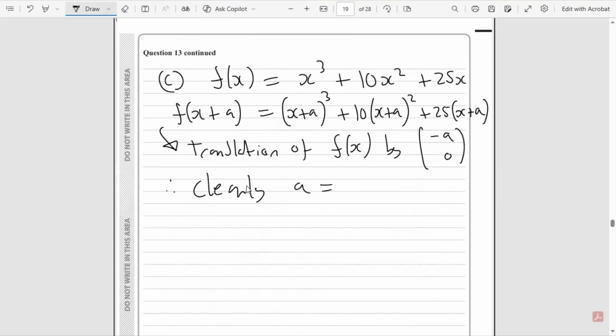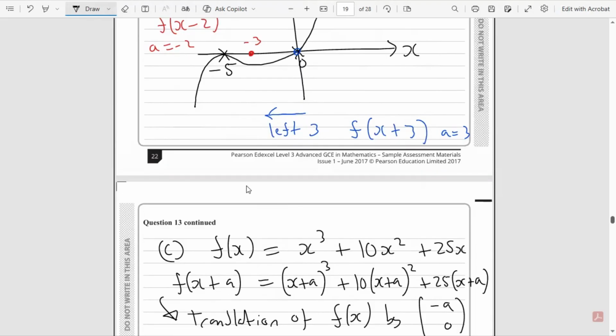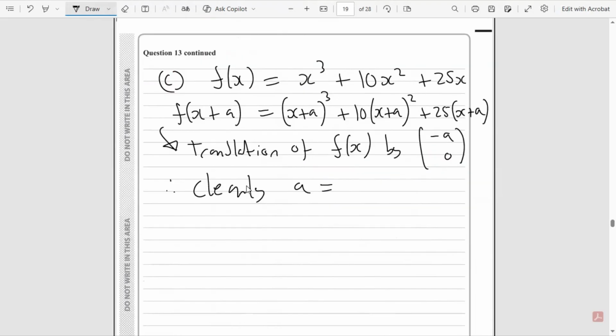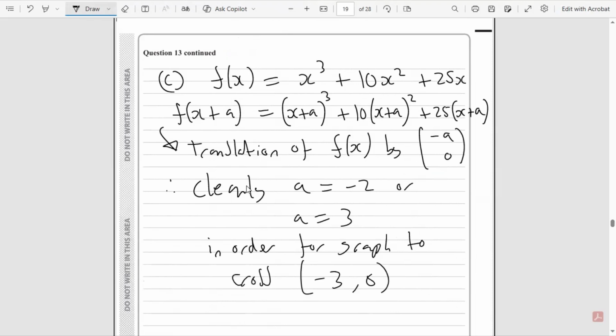a equals, was it -2 or +2? I can't remember now. It was -2, or a equals 3 in order for the graph to cross (-3, 0). Perfect. I'm just going to make that look like a 0. It kind of looks like a 6 there. That will do. There we go.